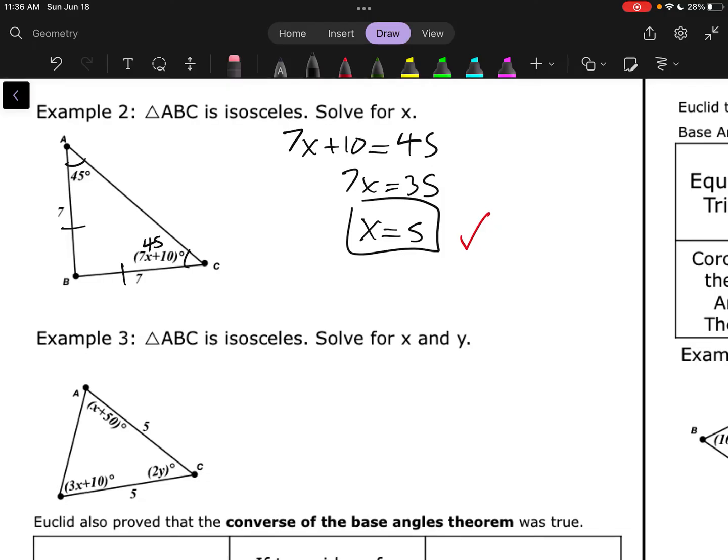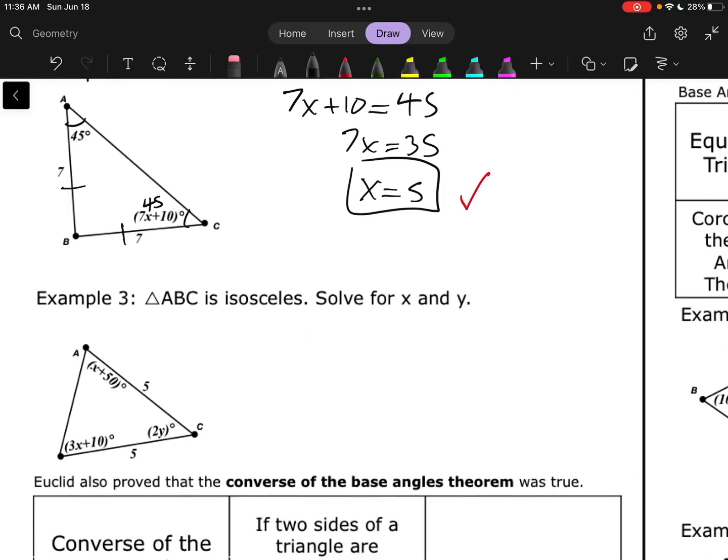What about this one? ABC is isosceles, solve for x and y. Okay, they're getting a little tricky here. Well, those are our legs, right? Those are the sides that are congruent, which means that these two angles opposite them must also be congruent. So x plus 50 must be equal to 3x plus 10. If I subtract the x, I get 2x plus 10 is equal to 50.